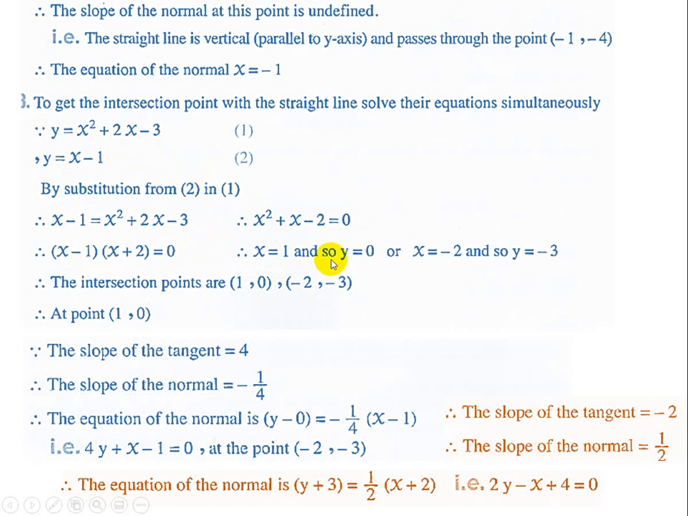the curve and writing 1 instead of x, will be y equals 0. The other value of x is negative 2, and the corresponding value for y is negative 3. So the points of intersection are (1, 0) and (-2, -3).